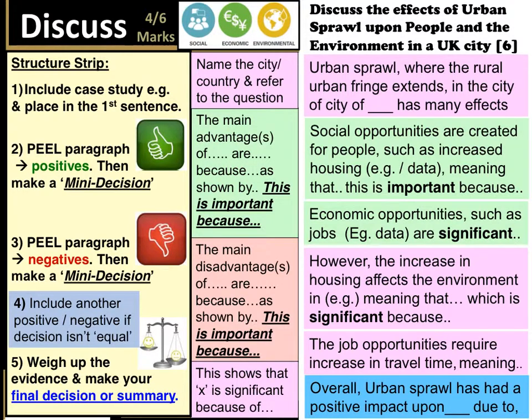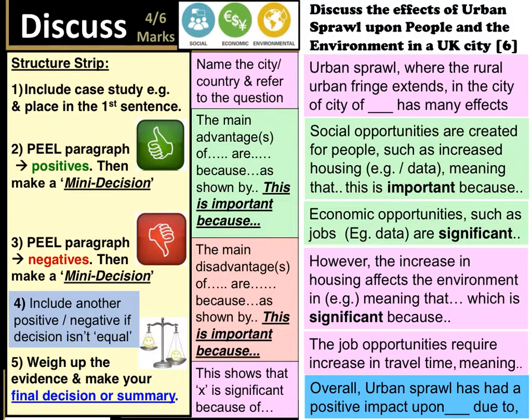The social opportunities, because we're talking about people here, the social opportunities created for people, such as increased housing, then give some data there. Do you know where the increased housing has occurred in the city that you have studied? This means that. And how has increased housing, how has that helped people? Why is that a positive? Then make your mini decision, which is: this is important because, or this is significant because.